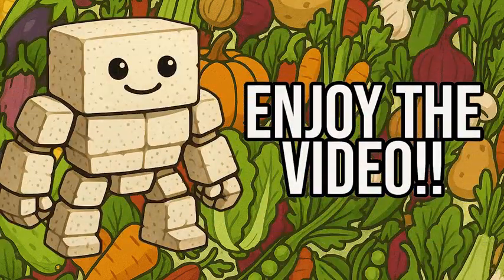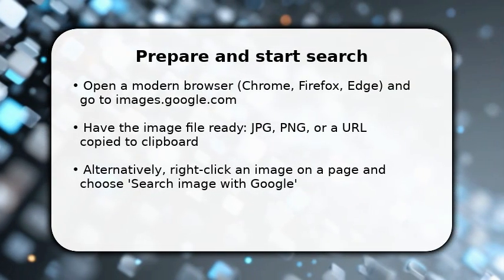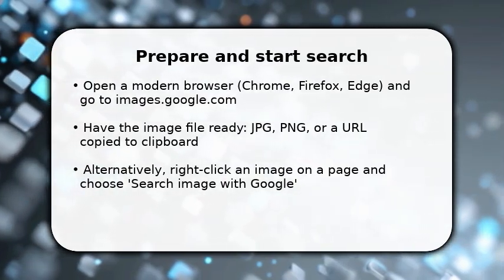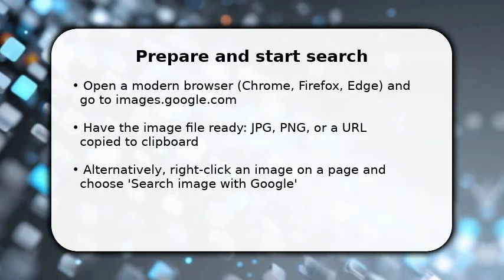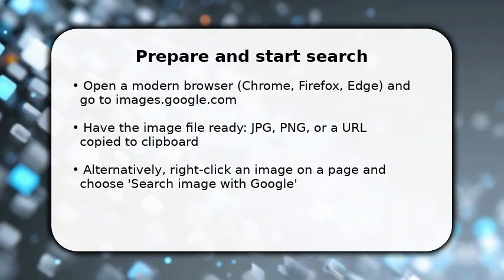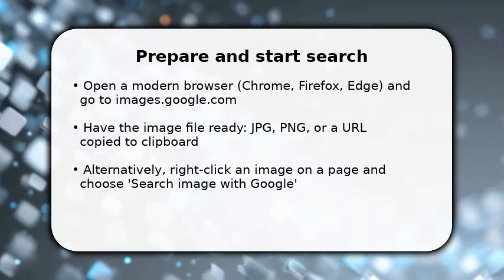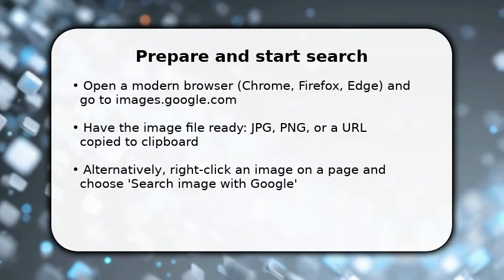Please enjoy the video. You begin by opening images.Google.com and making sure the image is accessible. You don't need special tools. Once done, drag the file into the search box or click the camera icon to paste a URL or upload. You should see the upload or URL field immediately.